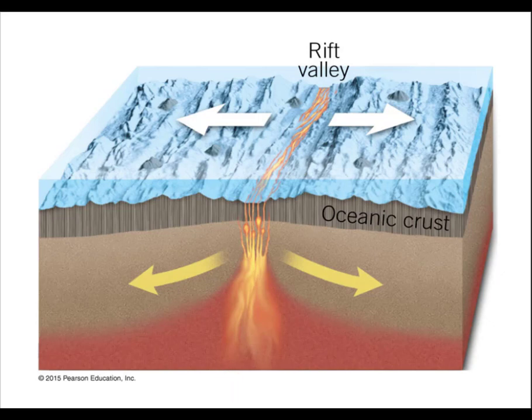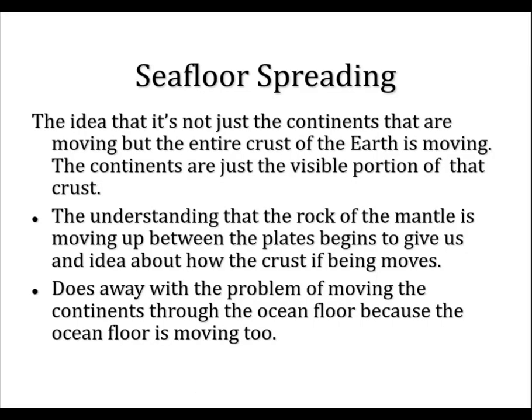And so Harry has published a paper, in this case called The Origin of Ocean Basins. That was the most popular paper ever in geology. Everyone's read it. What it does is it gets around Wegener's problems, because now you don't need to move the continent through the seafloor, because now we understand that the seafloor is moving too. The entire crust of the Earth is moving. The continent is just that visible part. So it gets around Wegener's problem with moving the continents and not the seafloor.